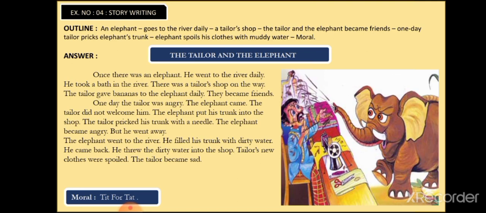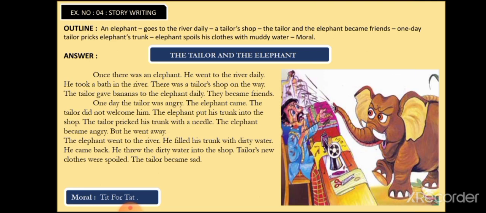The elephant put his trunk into the shop. The tailor pricked his trunk with the needle. The elephant became angry, but he went away. The elephant went to the river. He filled his trunk with dirty water. He came back. He threw the dirty water in the shop. The tailor's new clothes were spoiled. The tailor became sad. Moral: tit for tat.